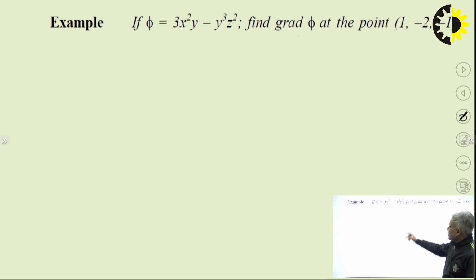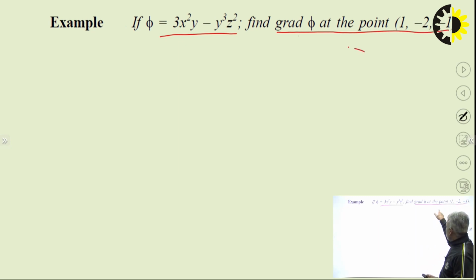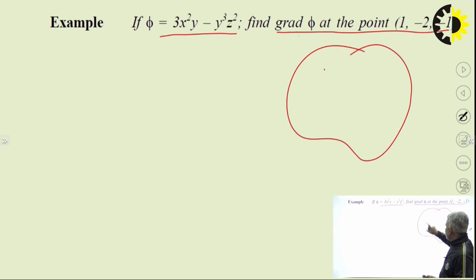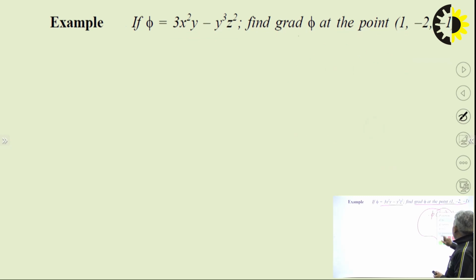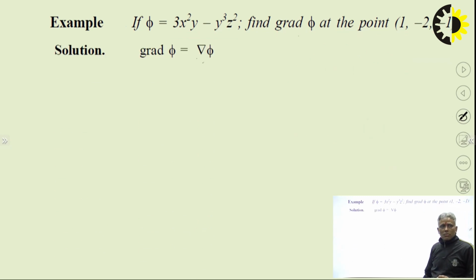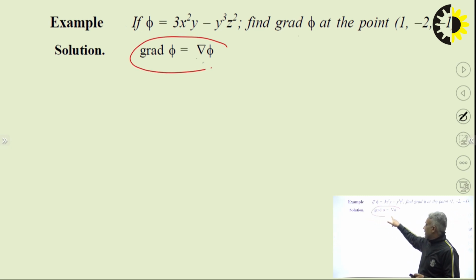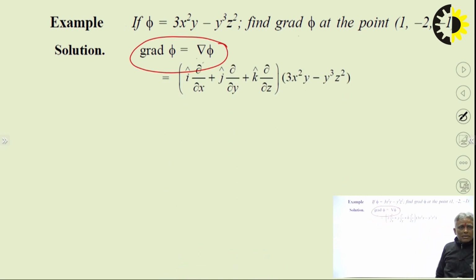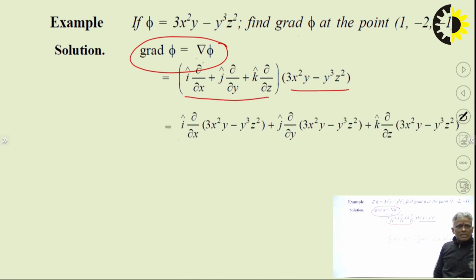Suppose we take an example here. Suppose this is phi, and we want to calculate the gradient at this point. Suppose this is the surface, and the value of phi at this point is (1, -2, -1). Then how to calculate it? That is the question. So we can calculate by using the gradient. Gradient means normal to the surface. First of all, grad phi is equal to del phi. The value of del is this, and that is phi. So what is the role of this?